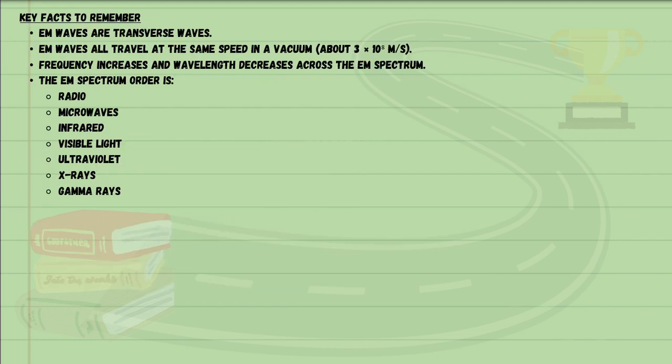Key facts to remember. EM waves are transfer waves. EM waves all travel at the same speed in a vacuum, about 3 times 10 to the power of 8 meters per second. Frequency increases and wavelength decreases across the EM spectrum. The EM spectrum order is radio, microwaves, infrared, visible light, ultraviolet, X-rays, gamma rays.